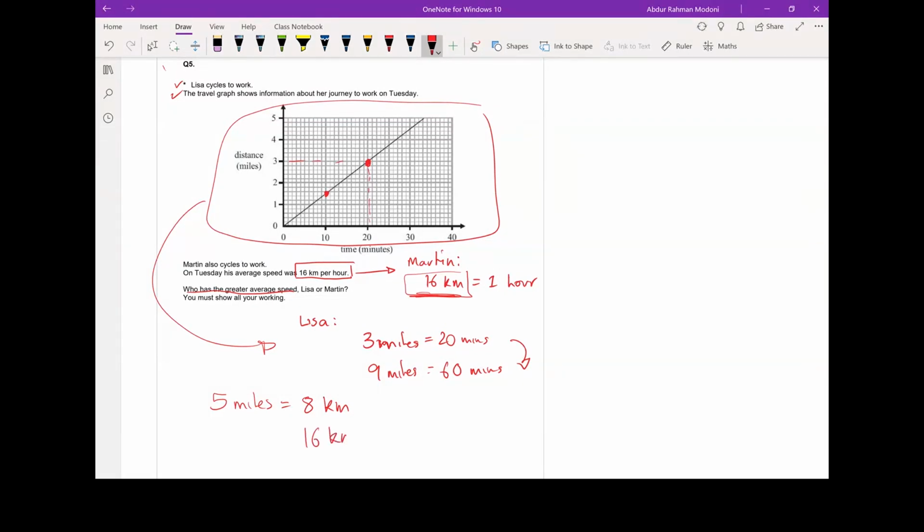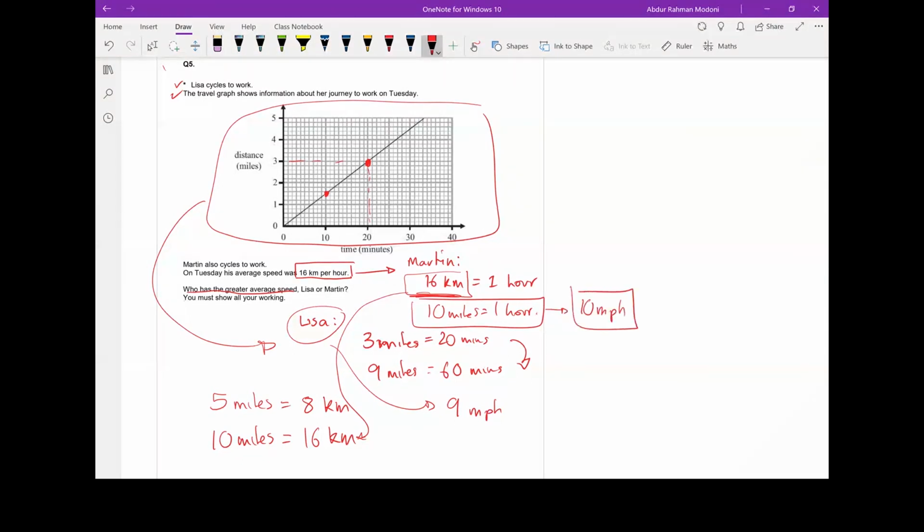And if I write down 16 kilometers here, I can then figure out that it's quite an easy thing to do. Times by 2, times by 2. So this is the same as 10 miles. So then I can say Martin actually travels 10 miles in 1 hour. And Lisa travels 9 miles in 60 minutes or 1 hour. So Lisa's speed is 9 miles per hour and Martin's speed is 10 miles per hour. So now I found both of their speeds in the same units, miles, not a mixture of miles and kilometers, all using multiplicative reasoning a few times.